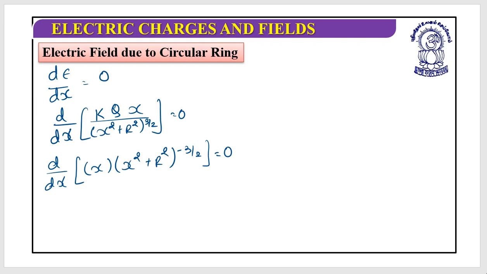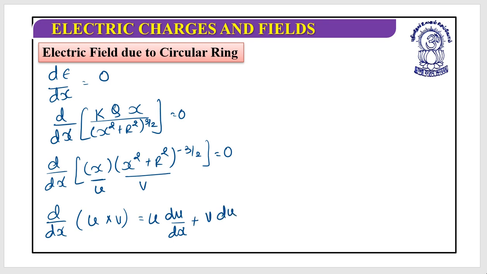Comfortable up to this? Now what you should do, this is multiplication, so you need to consider this as u into v. So this is something like d by dx of u into v. If I multiply this, this should be u into dv by dx plus v into du by dx. This should look like this. Yes. Now let's begin.